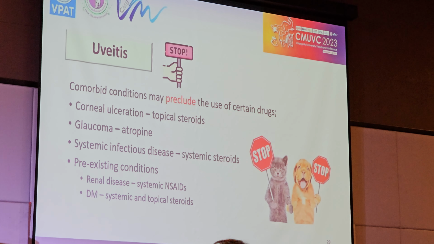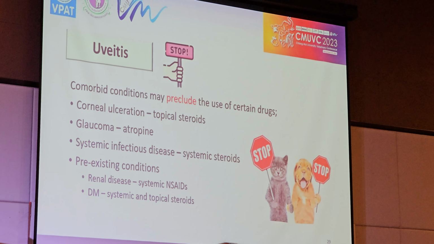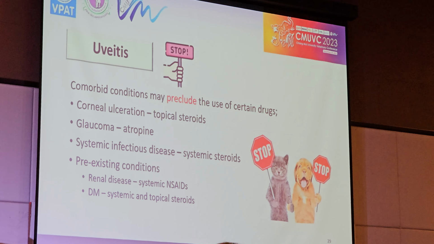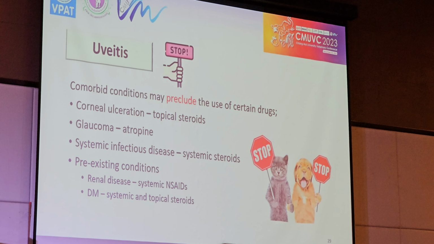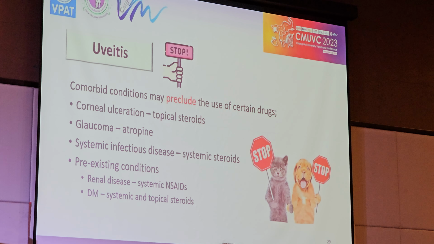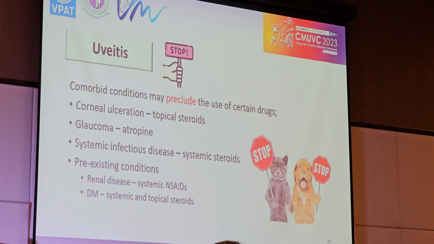For caution of use of certain drugs in the presence of comorbid conditions, such as in corneal ulceration, it should be avoided with topical steroids, as you all know. For glaucoma, it should be avoided with topical atropine, and systemic infectious disease should be avoided with systemic steroids. And pre-existing conditions, such as renal disease, should be avoided with systemic NSAIDs, and diabetes should be avoided with systemic and topical steroids.